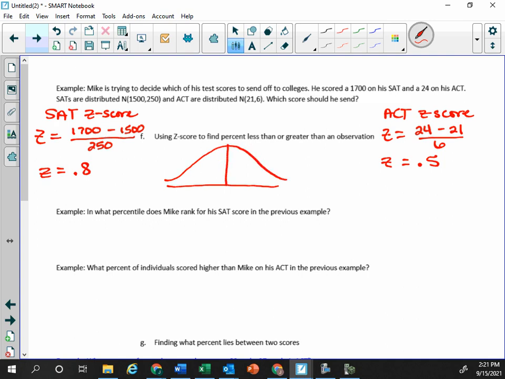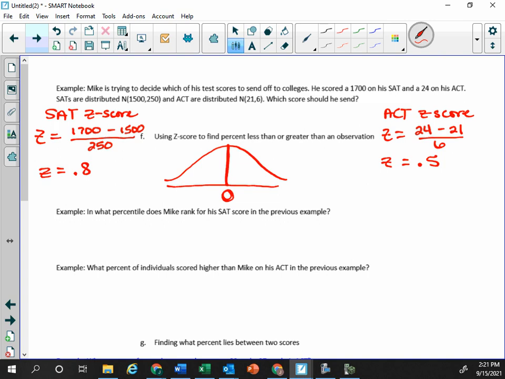When you have standardized your scores and we're looking at just a normal distribution, that center is always 0. So if you have a positive z-score, it's to the right of 0. It's above the mean. If you have a negative z-score, you're below the mean. If you have a 1 for your z-score, that's 1 standard deviation away from the mean.